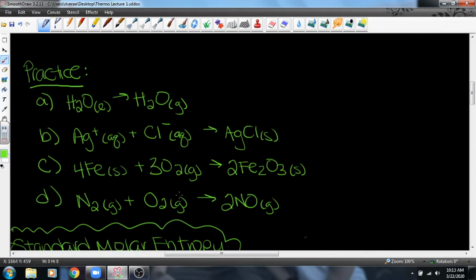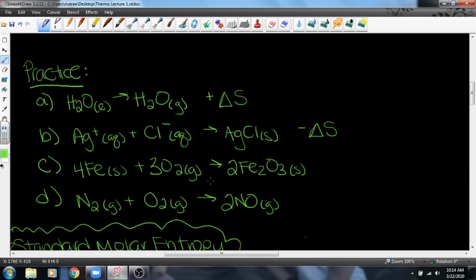And welcome back. Okay, so when we have water in the liquid state going to water in the gaseous state, that is going to be an increase in entropy, positive delta S. When we have dissolved ions in solution precipitating out as a solid, that would become more ordered or less entropy, negative delta S.